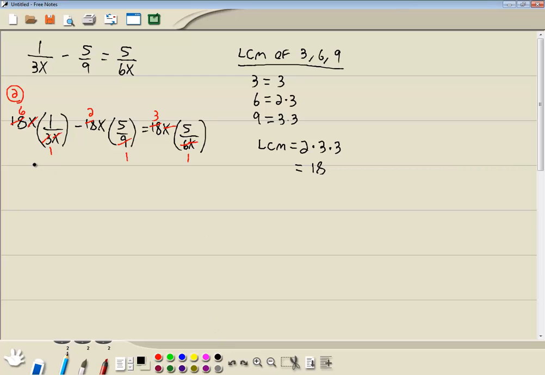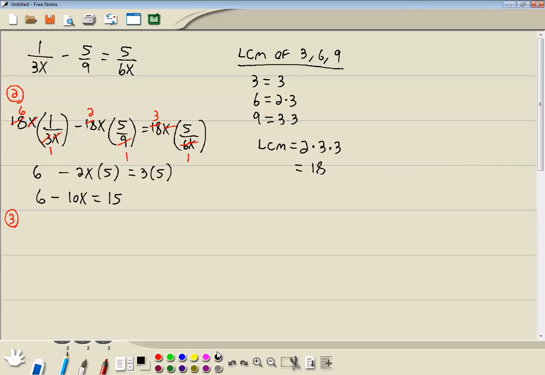So let me write down what I have left before I multiply it together. So I got 6 times 1, or 6, minus 2x times 5, equals 3 times 5. Sometimes my eyes get off on this, and so I always take this step to make sure I don't miss anything when I'm writing it down. Okay, 6 minus 2x times 5 is 10x, equals 3 times 5, which is 15.